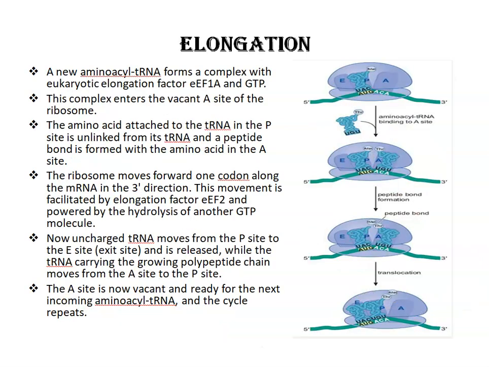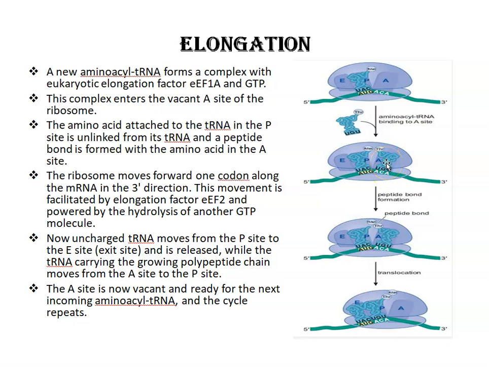Next step is elongation. Once the peptidyl transferase reaction has occurred, the tRNA in the P site is deacylated. You can see here ribosome, A site, P site and E site. So the tRNA in the P site is deacylated, meaning no longer attached to the amino acid, and the growing polypeptide chain is linked to the tRNA in the A site.